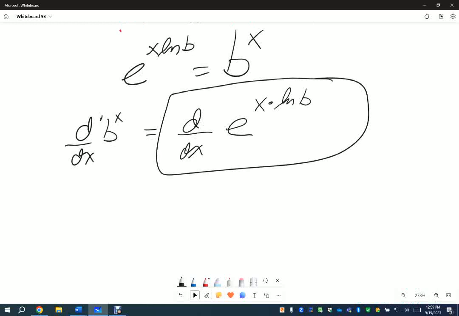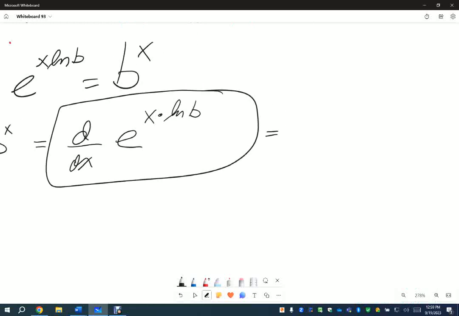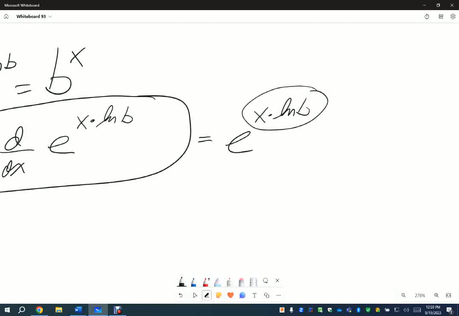So chain rule or u substitution, this is going to be e to that exponent times the derivative of this, and ln of b is just a number, might as well be a 2 or a 3. So if I had 3x on the top, then the derivative of 3x is 3, so the derivative of this is ln of b. Again, the derivative of my exponent is ln of b.